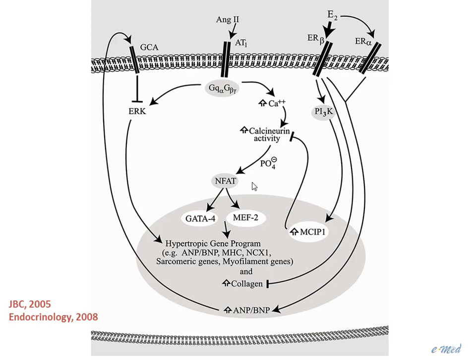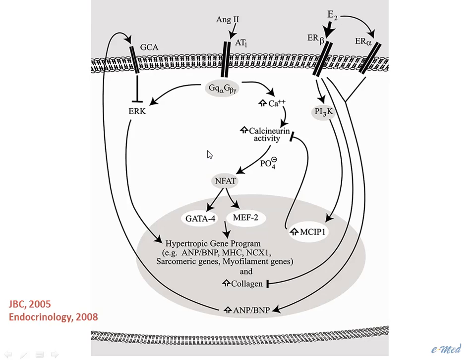We showed that estrogen engaging ER-beta activates, through PI3 kinase signaling, a gene called MCIP1. The protein product binds and blocks the phosphatase activity. As a result, there is no dephosphorylation, and the hypertrophy is dramatically lessened because this transcription factor never moves to the nucleus.